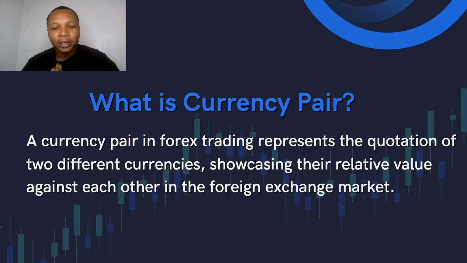What is a currency pair? Right now, a currency pair represents the quotation of two different currencies, showcasing their relative value against each other in the foreign exchange market. So we have two different currencies, for instance the euro and the dollar. When we pair them against each other, we want to find out the relative value of these two currencies against each other in the currency market.